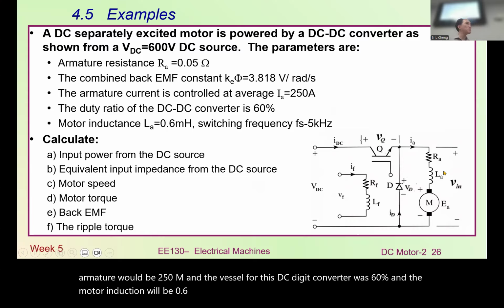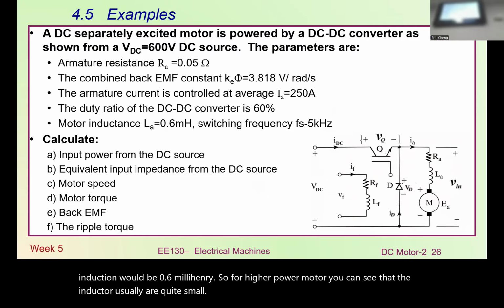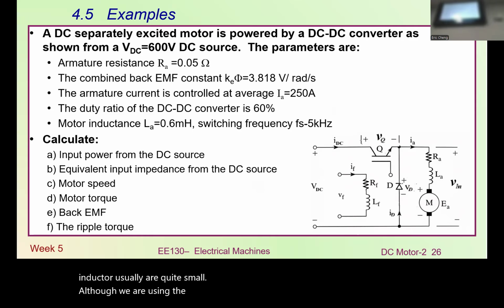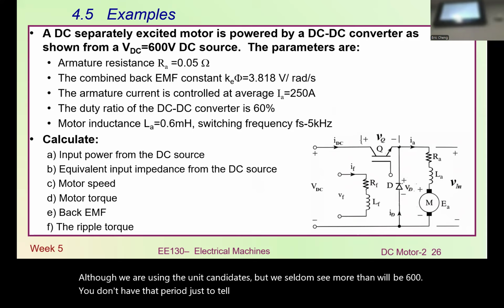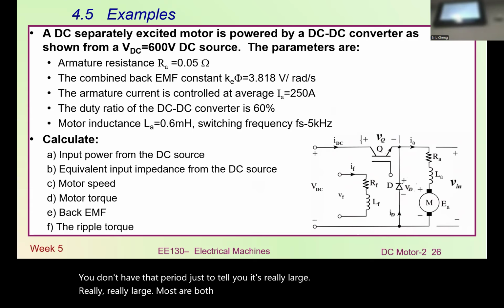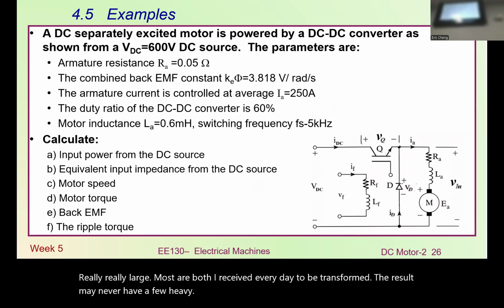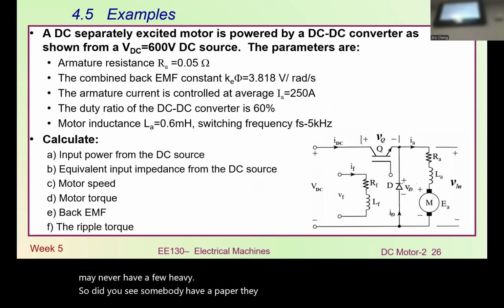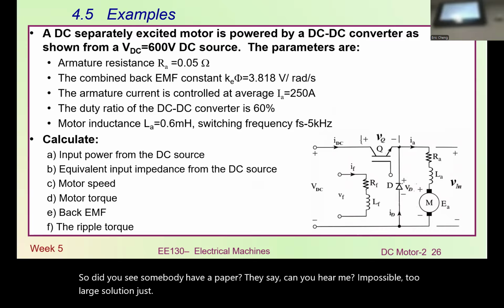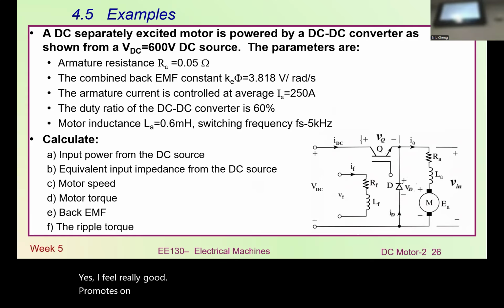So for a high power motor, you can see that the inductance is usually quite small. Although we are using the unit Henry, we seldom see a motor with 6 Henry. We don't have that. Henry, just to tell you, is a really large unit, really large. For most motors you see every day, or transformers, we never have a few Henry. So if you see somebody in a paper say a few Henry, it is impossible, too large. So usually it's just a few millihenry for most of the machines, motors or transformers you see.